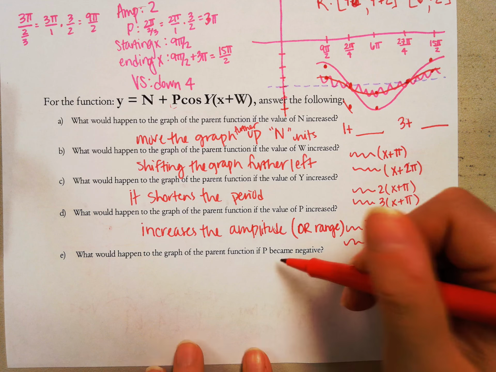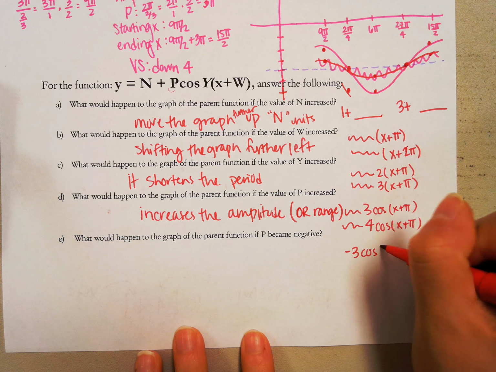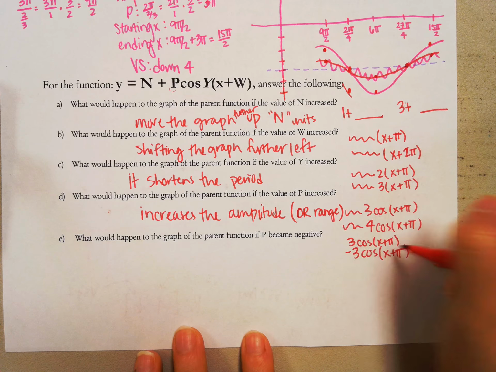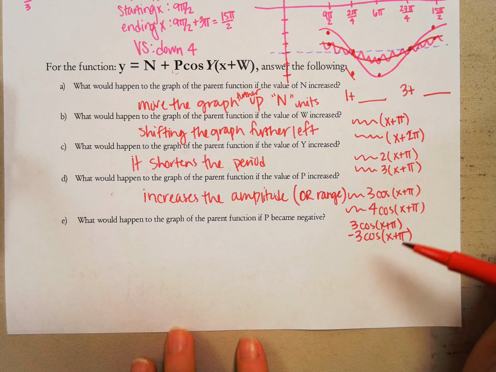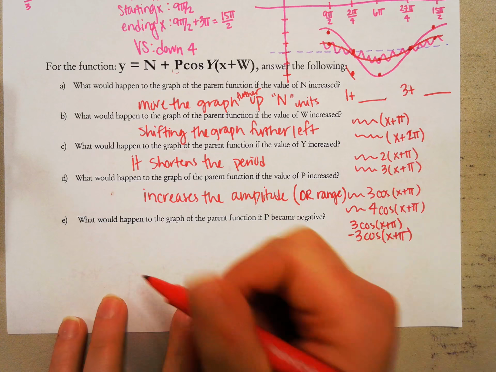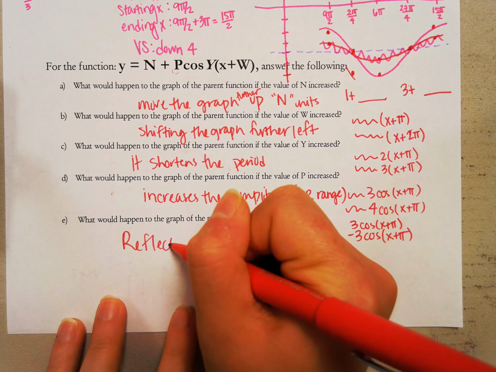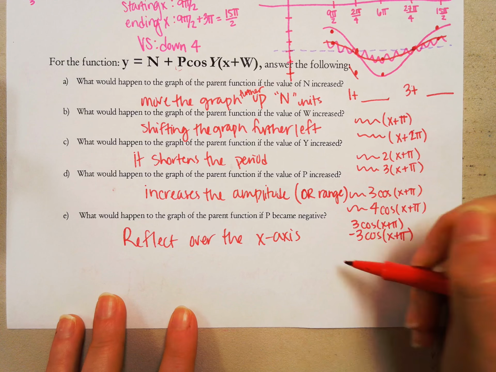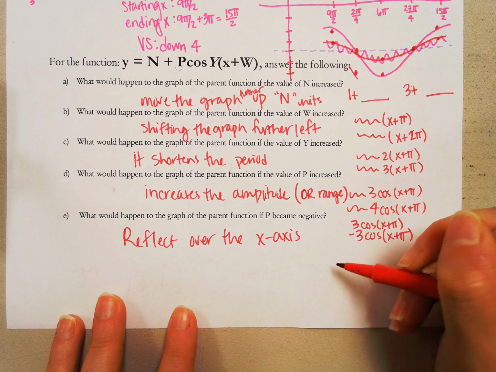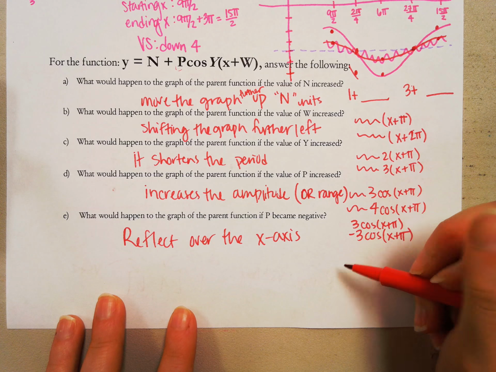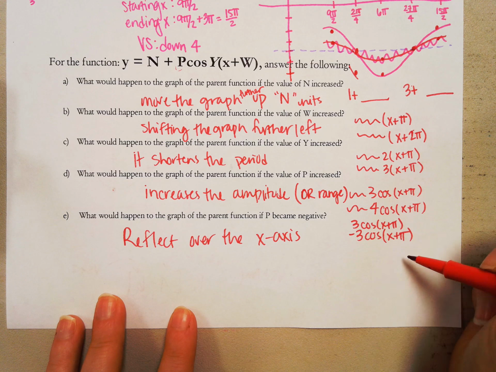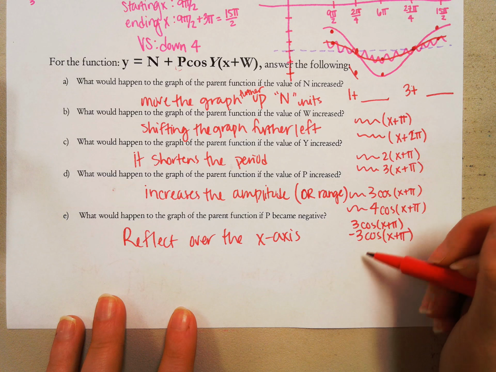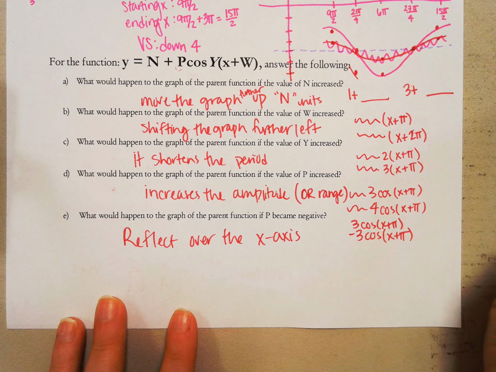What would happen if p became negative? So if I looked at the difference between this graph here versus our normal one, that negative value that I have actually flips it over the x-axis, so this is a reflection. Reflect over the x-axis. Normally, like sine goes up and down like that, and now if we have a reflection, it goes down and then up. Same thing for cosine. Normally it starts up, goes down, and then goes back up. Cosine reflection would start down, go up, and then go back down. So it reflects it over the x-axis.